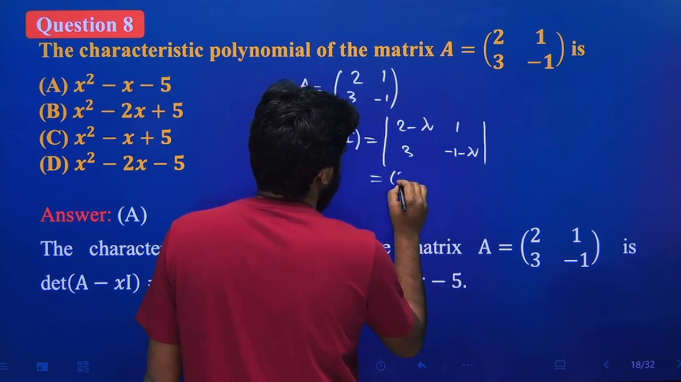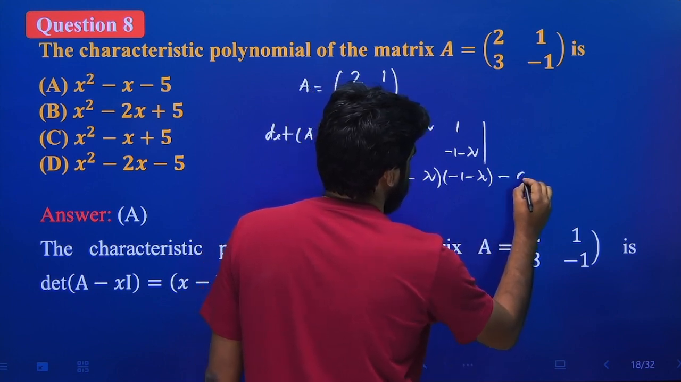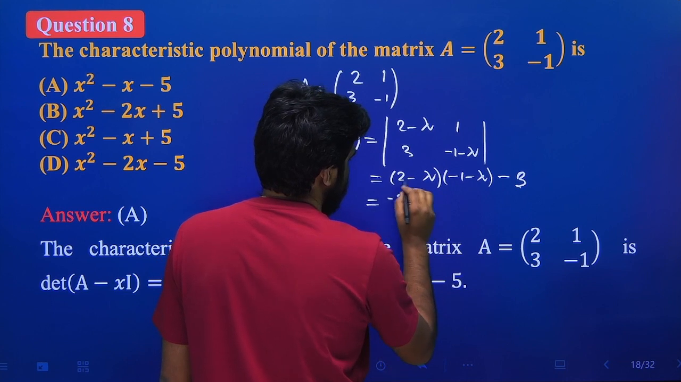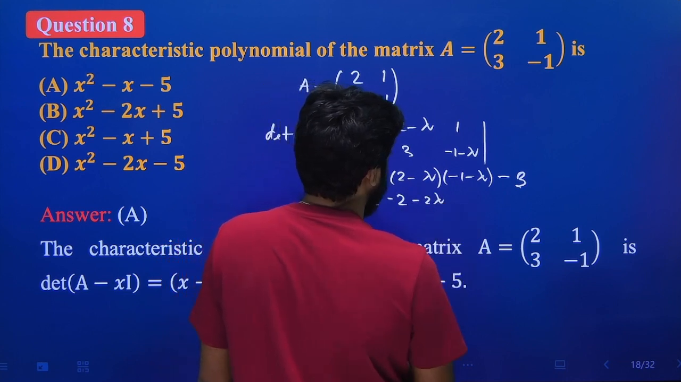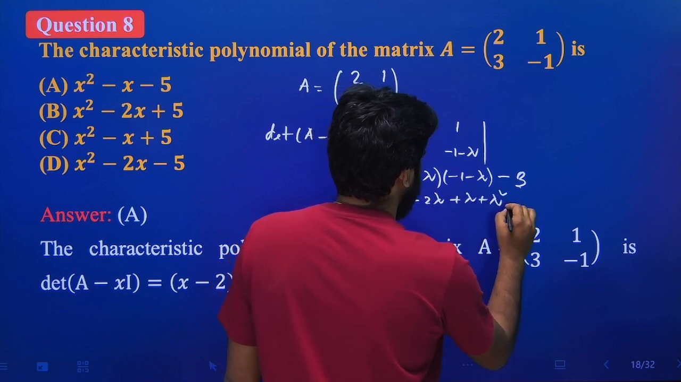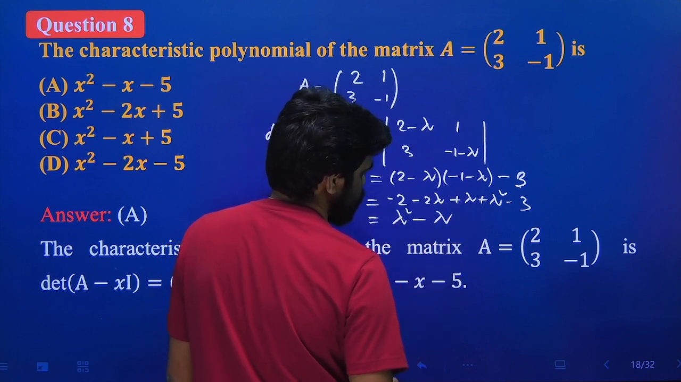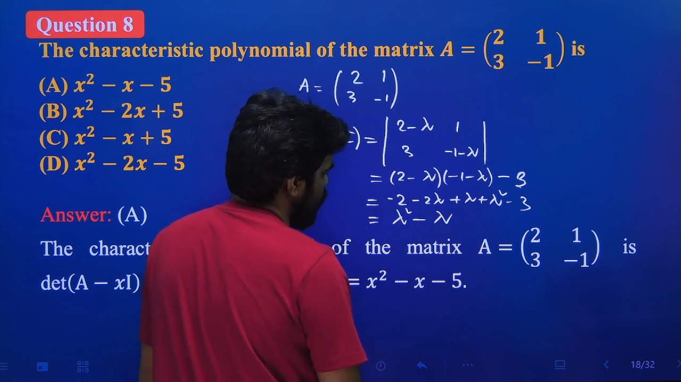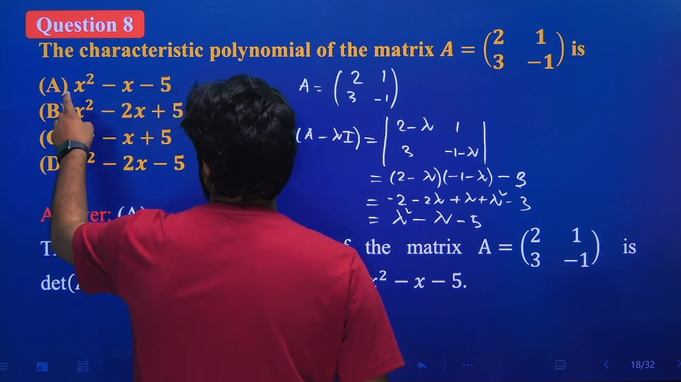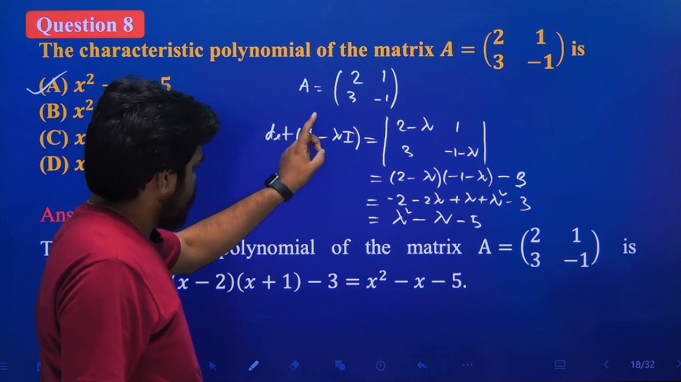So this is equal to (2 minus lambda) into (minus 1 minus lambda) minus 3. That means just multiply this. So that is minus 2 lambda minus 2 lambda plus lambda square minus 3. That means lambda square minus lambda minus 5. Okay, lambda square minus lambda minus 5. They have said x, that is, the scalar is x.